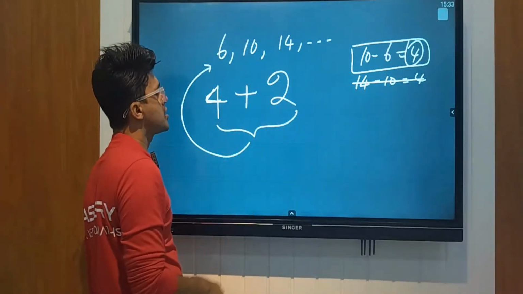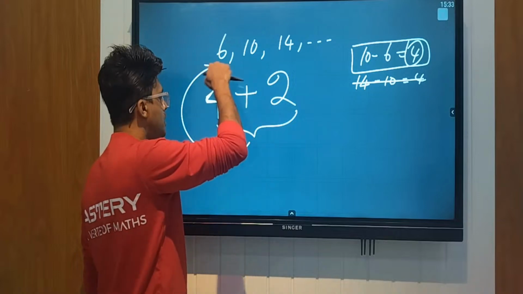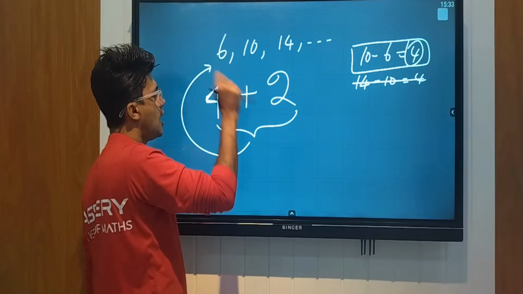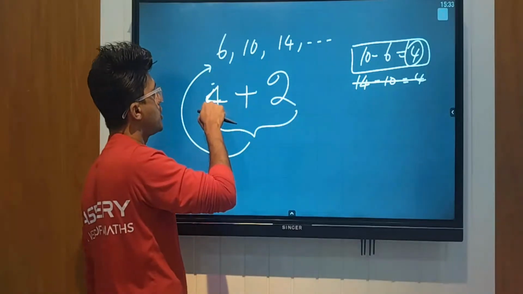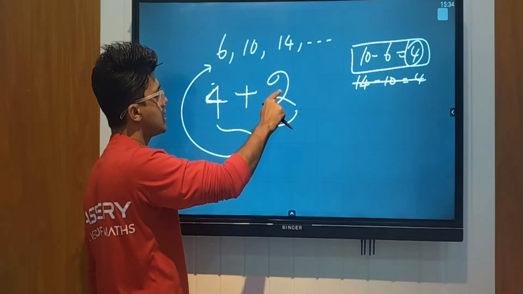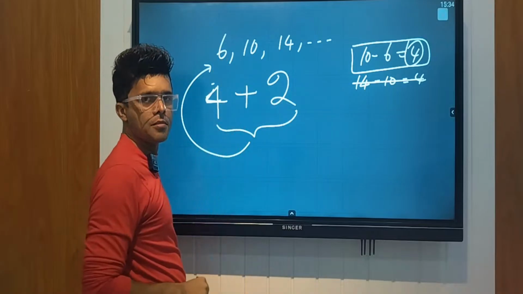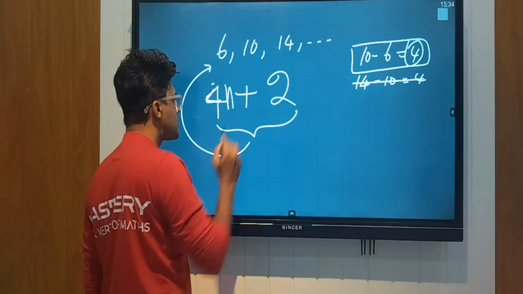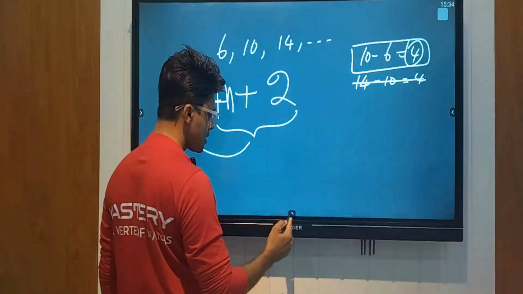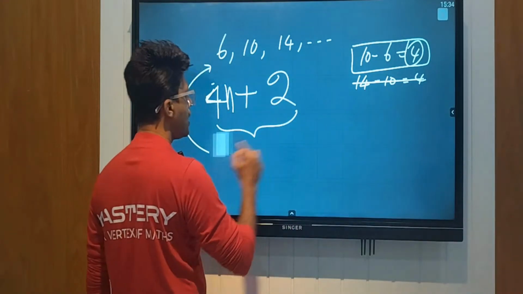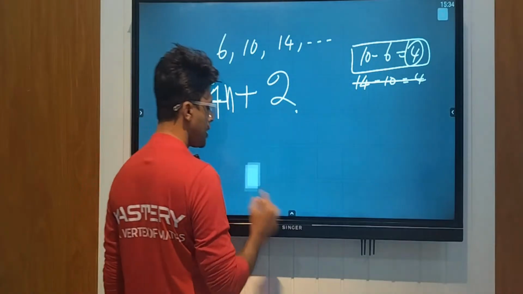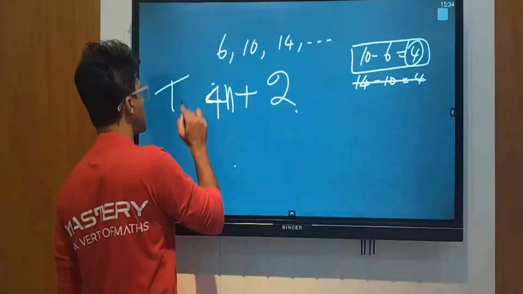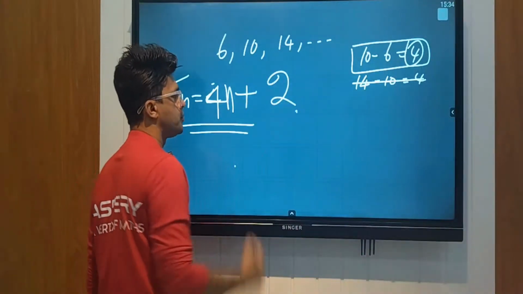The common difference is 4. That is written here. After that, considering the common difference, we write a digit here so that we can get the first term, which is 4 plus 2 is 6. Now we write here simple n. This is the general term of this number pattern. So Tn equals 4n plus 2.